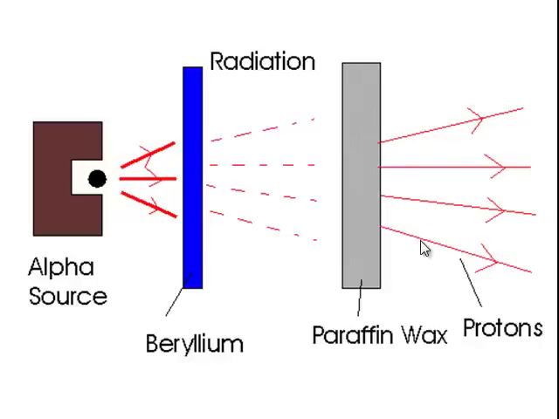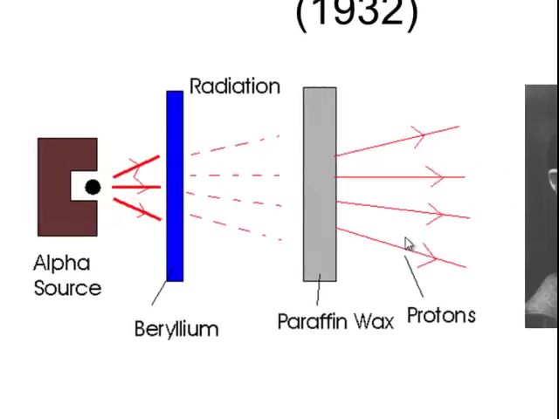Think like pool balls, right? If one pool ball comes across the pool table and strikes another ball, it will go off in the same direction at the same speed. And that's what was happening with these neutral radiation particles and these protons.